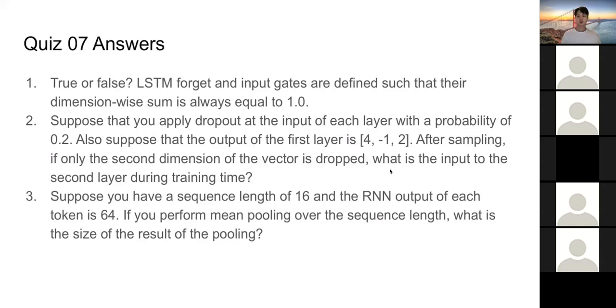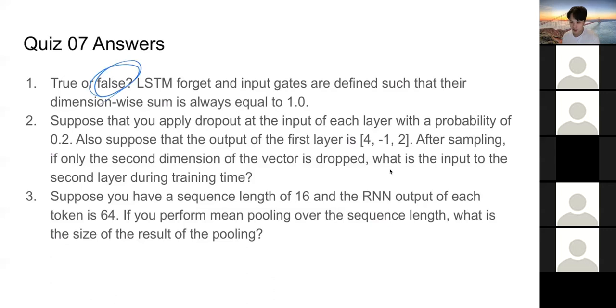Okay, first question. True or false? LSTM forget and input gates are defined such that their dimension-wise sum is always equal to 1.0. So I just told you that LSTM input and forget gates actually are defined independently. So it's not guaranteed that their sum will be 1.0. It's possible that you pass through both the previous hidden state and the current memory state candidate, although this could have been confusing because some RNNs actually use gates that always sum to 1.0. So this is false.